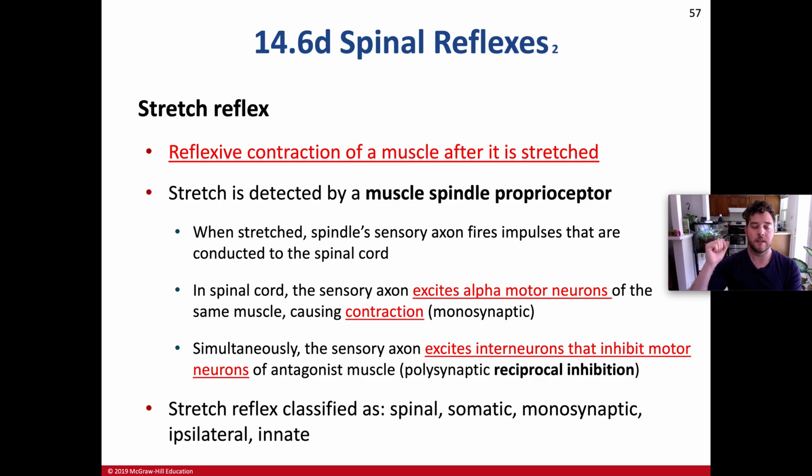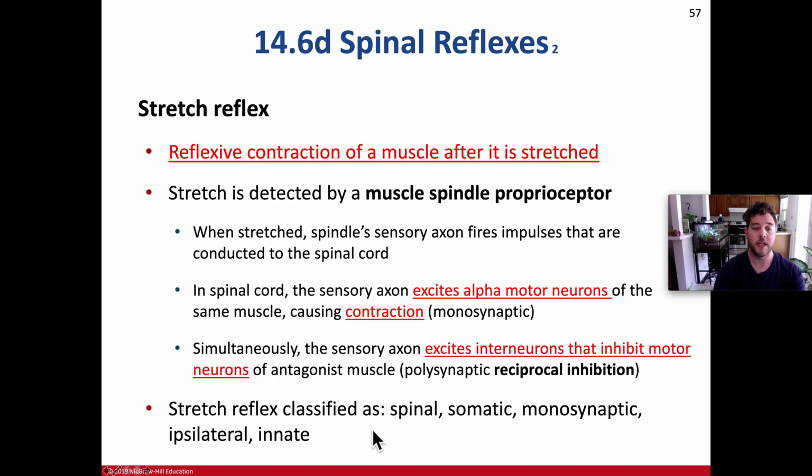contract. Also, if I'm stretching my biceps, if I'm lengthening this muscle, what has to contract? The triceps has to be contracting. So sending these inhibitory signals not only allows for this muscle to contract, it also stops the stretch on that agonist muscle. So two different things are happening right there with that reciprocal inhibition pathway.